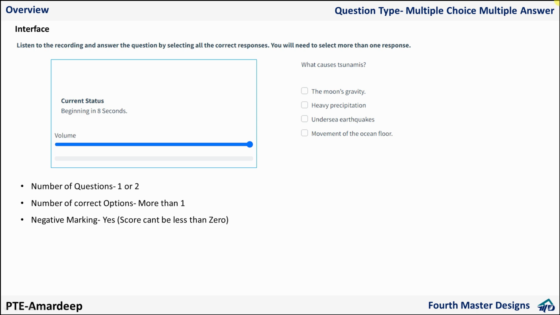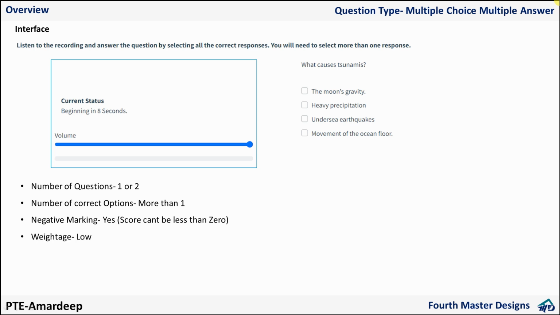Then about negative marking, yes, there is negative marking. Score can't be less than 0, but you will lose mark for incorrect option. Let's say if there are 2 correct and 1 incorrect options. You selected 2 correct and 1 incorrect, so you will get 2 minus 1, 1. You select both incorrect, you will get 0, not minus 2. You select 1 correct and 2 incorrect, so it's not like you will get minus 1, you will get 0.